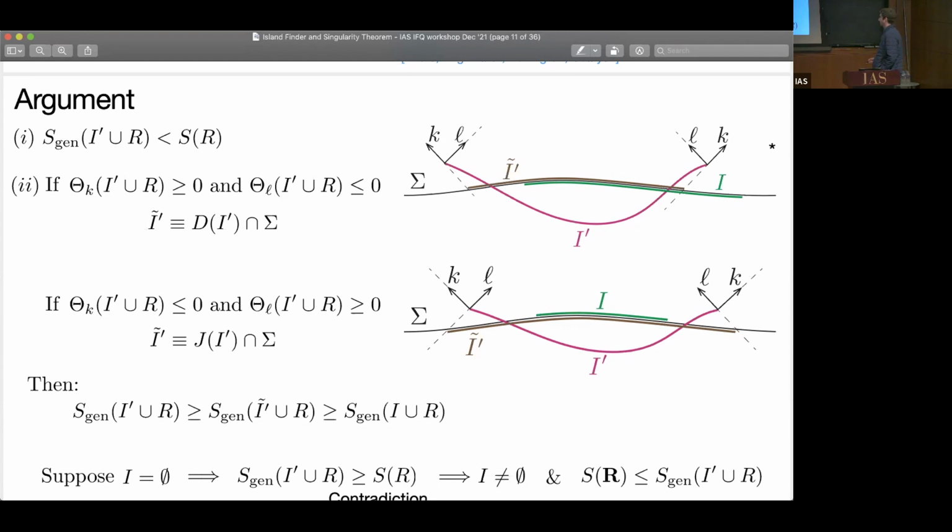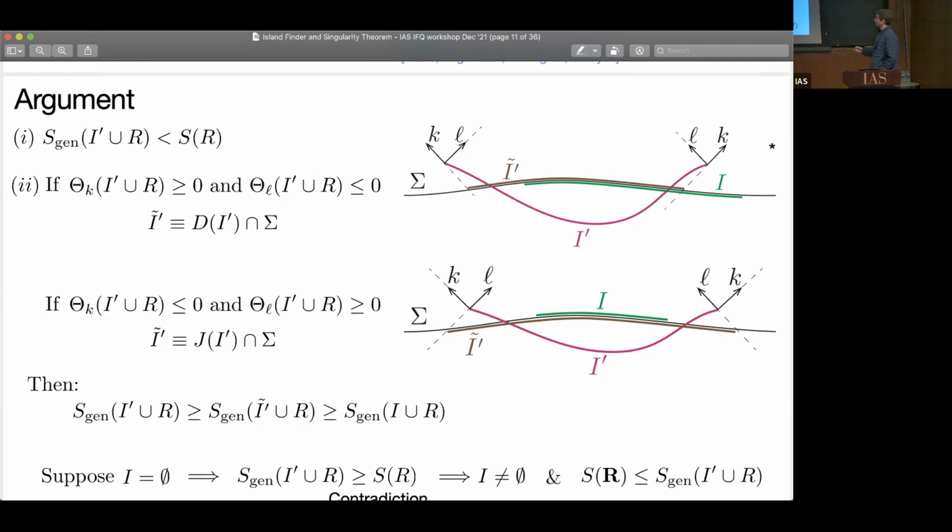And then because sigma is a maximum surface, the second condition holds that the generalized entropy of I union R is less than or equal to the generalized entropy of I prime tilde union R. Okay, now suppose that the island, so the choice, in principle, the choice of island is always the empty set. Suppose the island was the empty set, then this chain of inequalities implies that S gen of I prime union R would be greater than or equal to S of R.